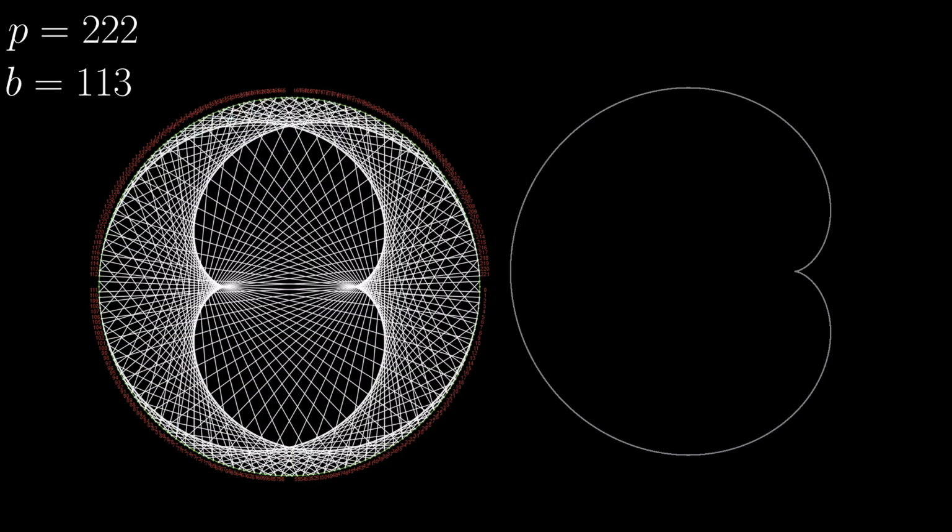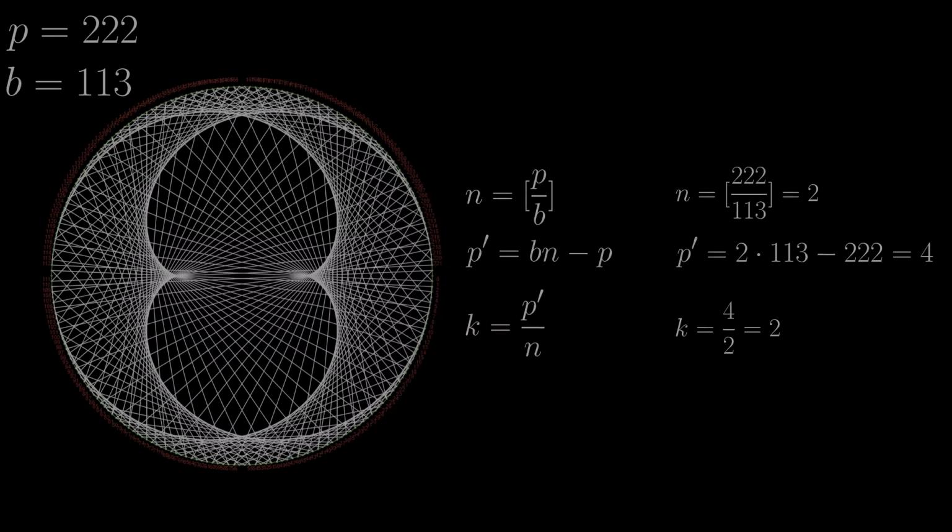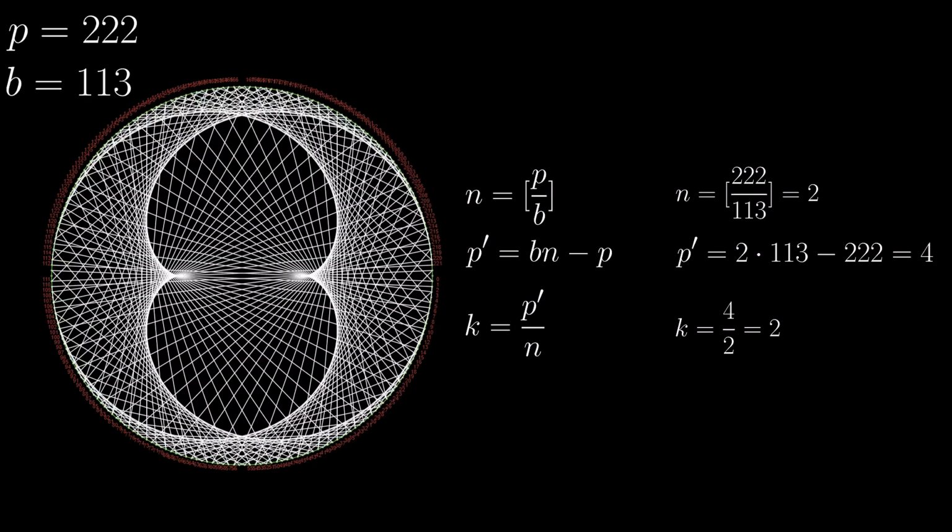Somehow, the resulting diagram shows 2 copies of the cardioid. One rotates 180 degrees. By observing more cases, we found that this might relate to the ratio P' over N not being coprime, and the greatest common divisor of P' and N is 2. The greatest common divisor indicates the number of copies of the cardioid.